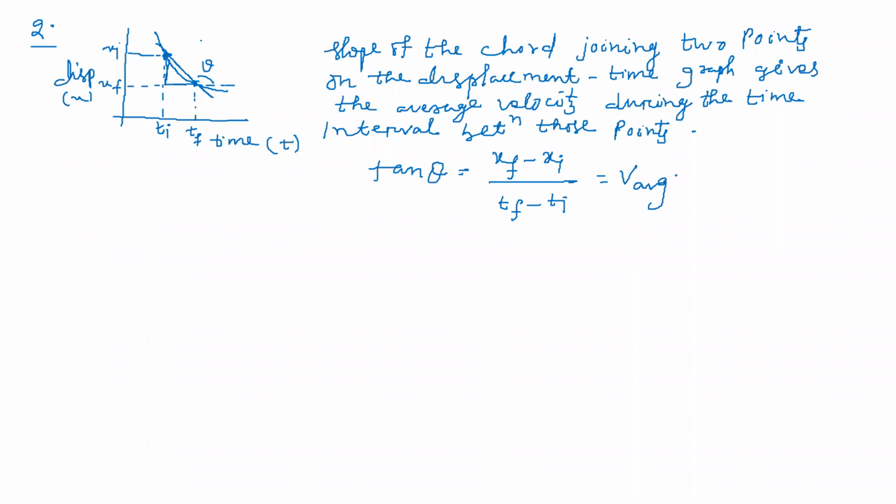So xf minus xi gives this distance, and here I will get t final minus t initial. T final is more, t initial is less, so tf minus ti. But here, student, xf is less and xi is more, yes or no? So final minus initial, what will happen? It will be negative. That means the slope is decreasing.